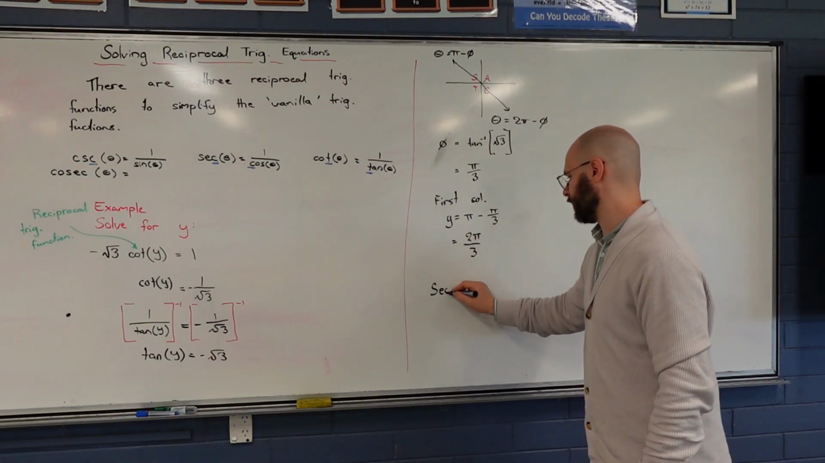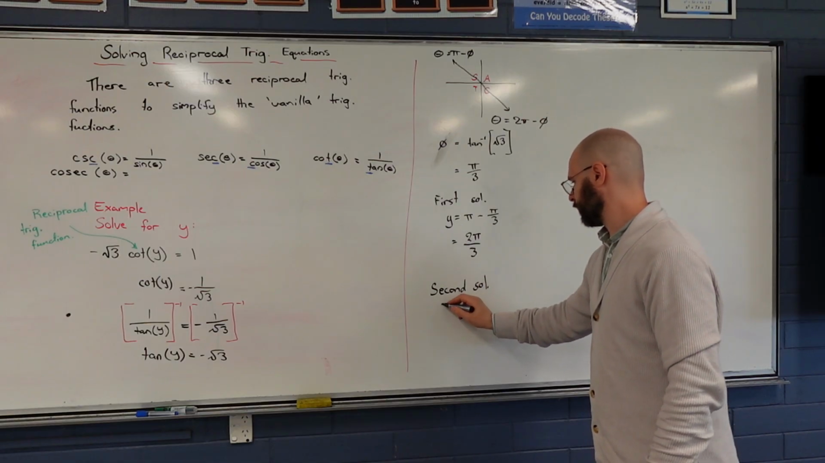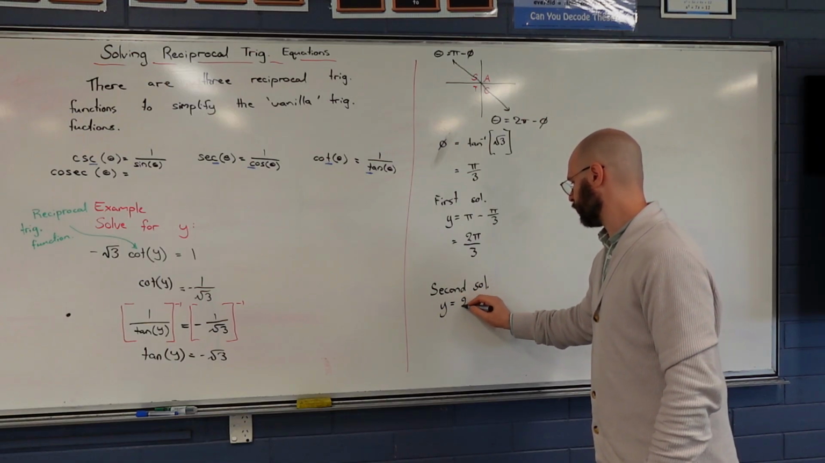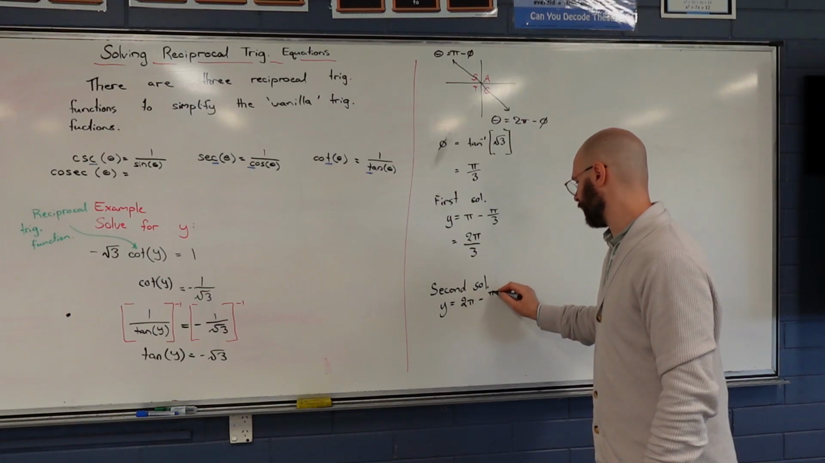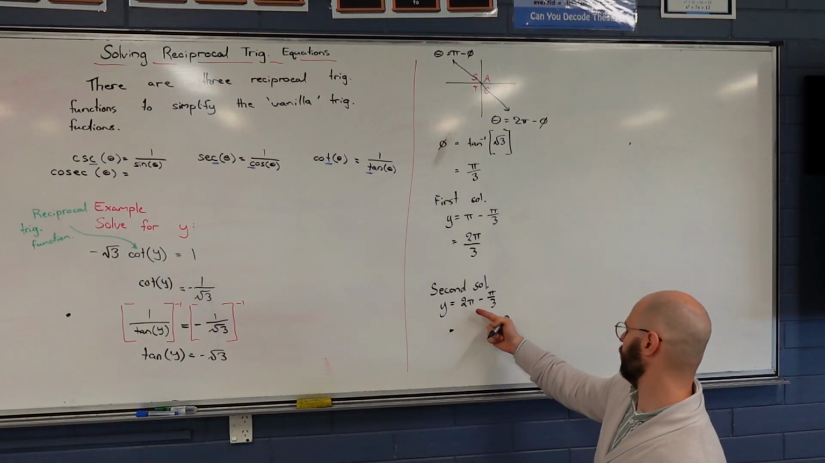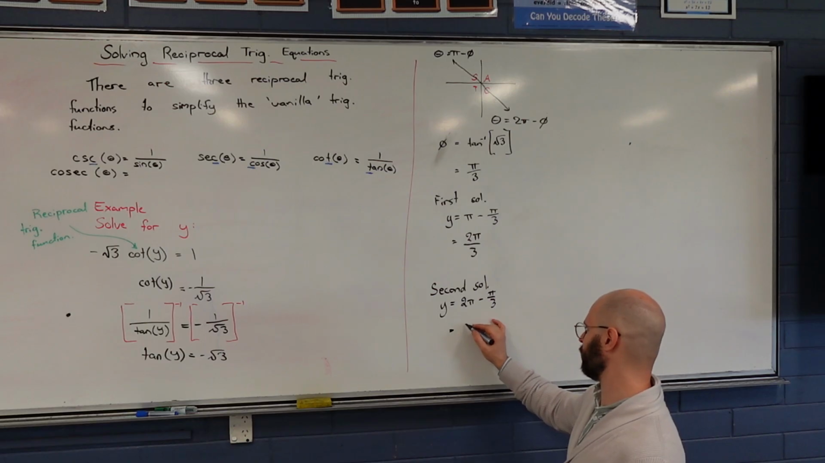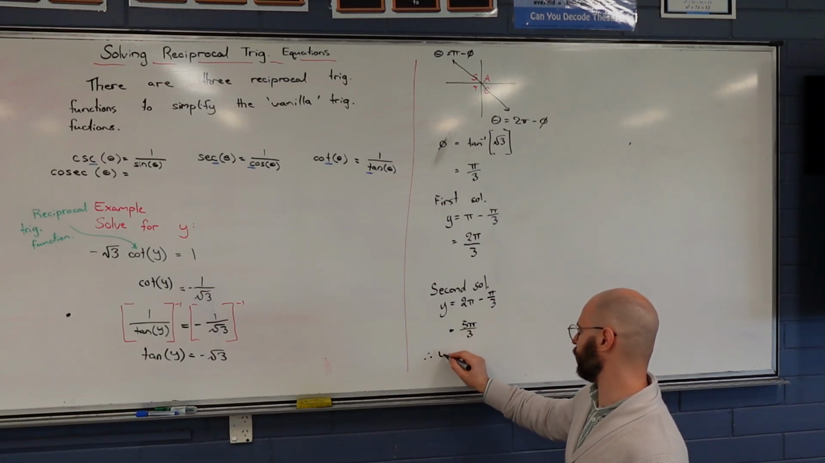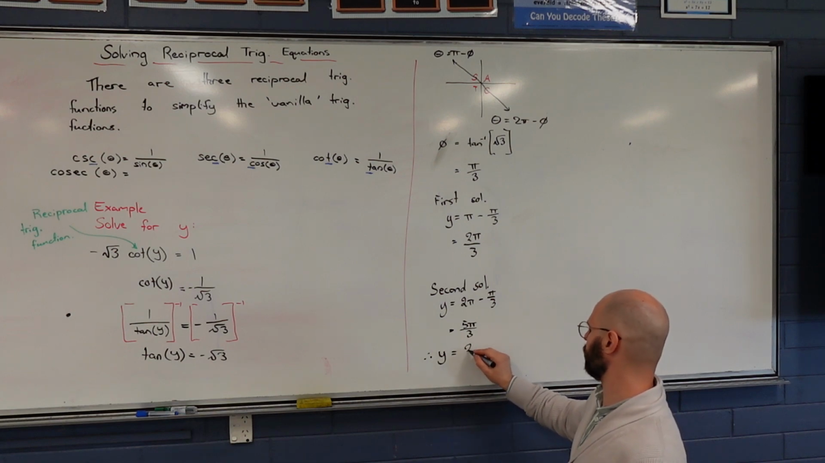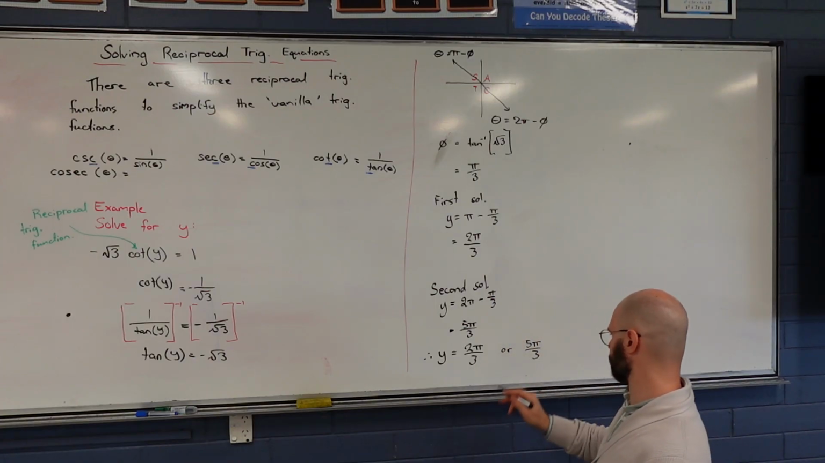Second solution is going to be 2 pi minus pi on 3. So that's going to be 6 pi's on 3, take pi on 3, is 5 pi's on 3. Therefore, your y is going to be 2 pi on 3 or 5 pi on 3.